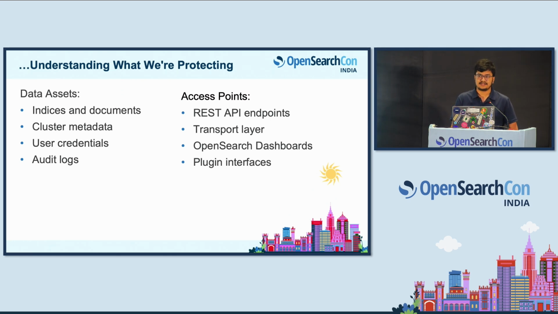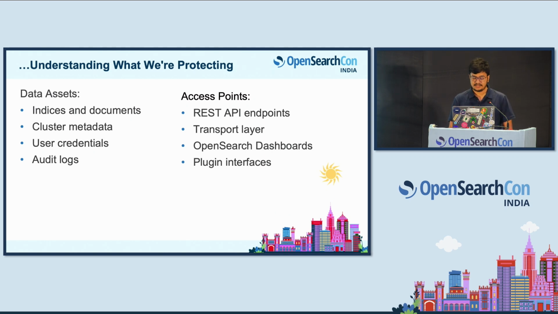Going to the key assets of our system, indices and documents are definitely the key assets. This is the most critical data that you want to protect. Similarly, cluster metadata, while it may or may not contain confidential information, does contain state mappings and cluster settings, which may be critical for your system. Apart from data, there are also user credentials that you would like to protect, because leaked credentials could definitely harm your system.